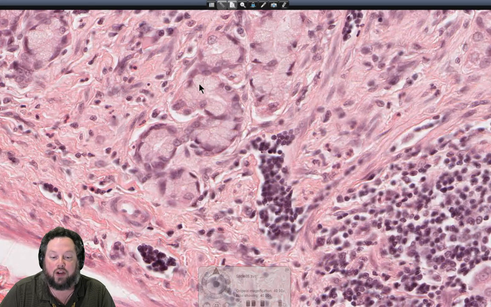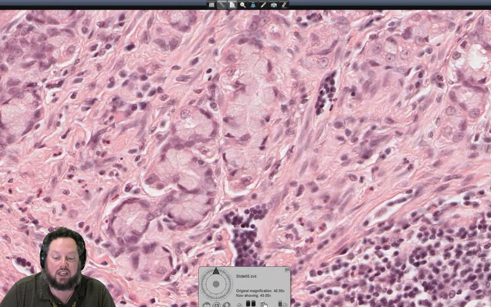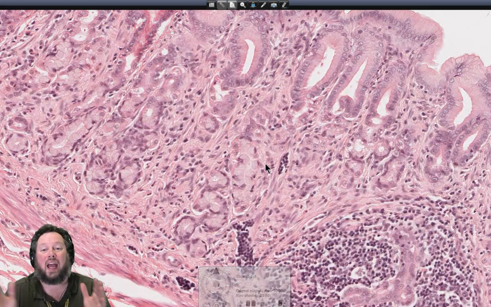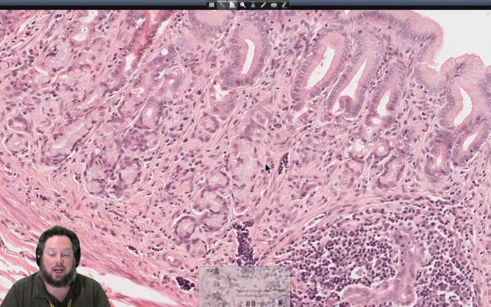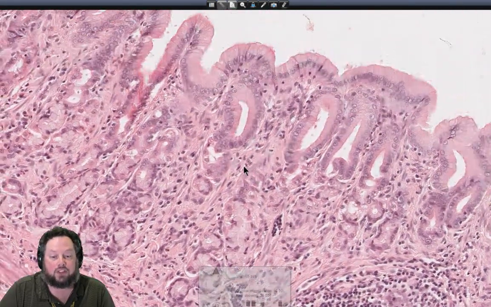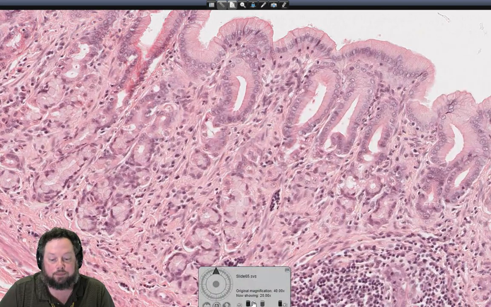You can see a very pale staining apical cytoplasm here. And the other feature that it has a lot of is lamina propria in between those glands. So they're quite sparse glands. They're not very densely packed together. There's a lot of loose connective tissue there in between the glands. And it's very characteristic of this region of the stomach, the cardiac region of the stomach.